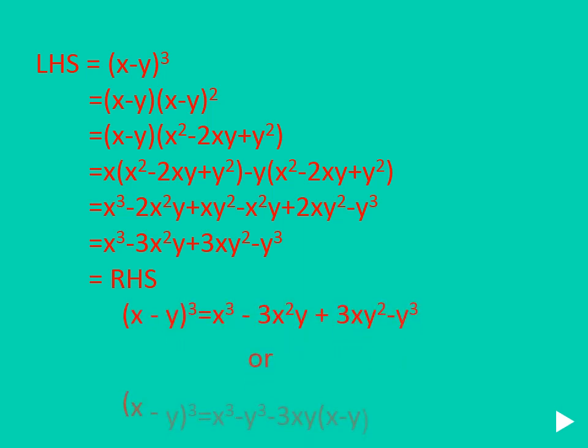Now each term is to be multiplied with the second bracket. So x is to be multiplied with x square minus 2xy plus y square, minus y into x square minus 2xy plus y square. Expand the bracket, what will we get? x cube minus 2x square y plus xy square. What have we done? x multiplied with x square, x multiplied with minus 2xy, x multiplied with y square. So the terms are x cube minus 2x square y plus xy square.